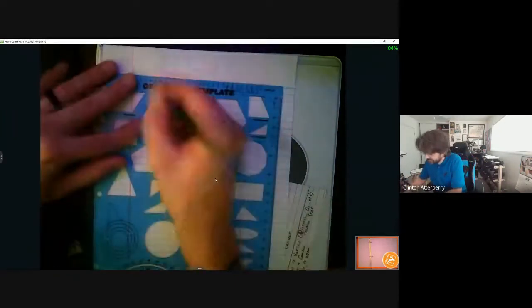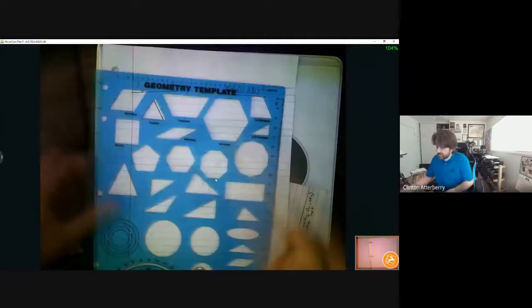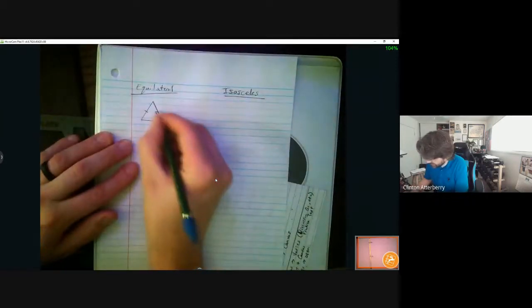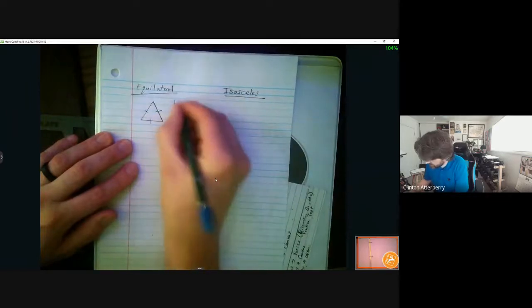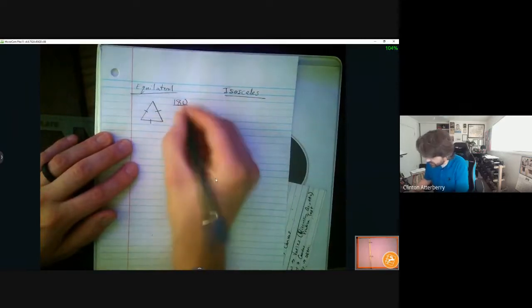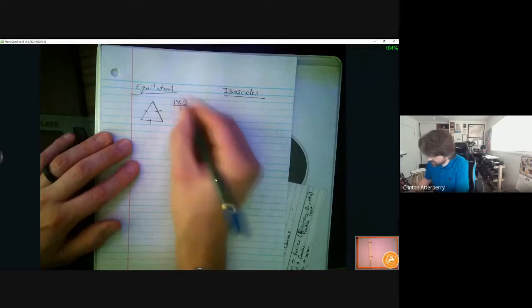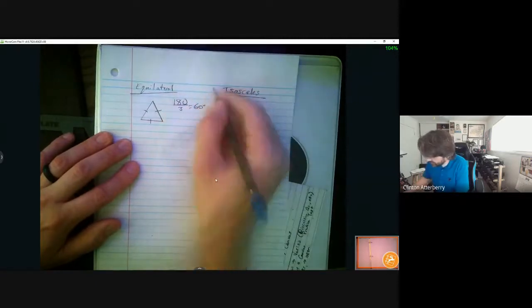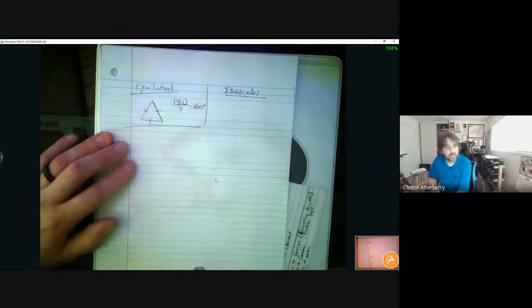All right, so an equilateral triangle is exactly what it sounds like, equal, okay? That is where all three sides are the same. And since all three sides are the same and every triangle adds up to 180, there's something special about that where every angle is going to be 60 degrees. So it does not matter the size of the triangle.